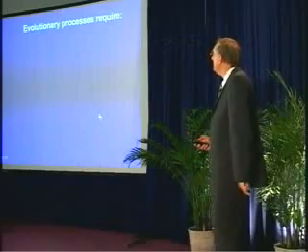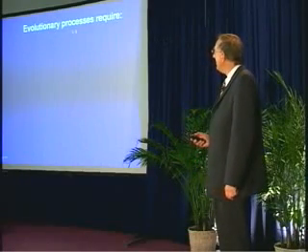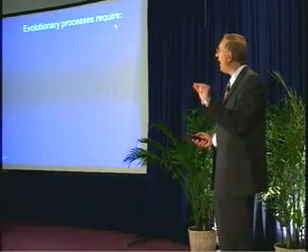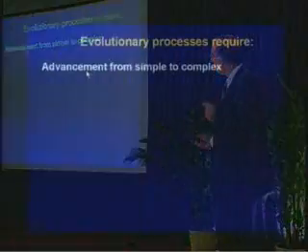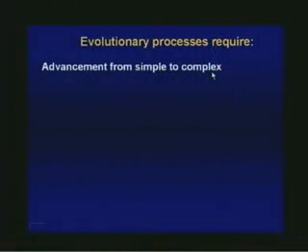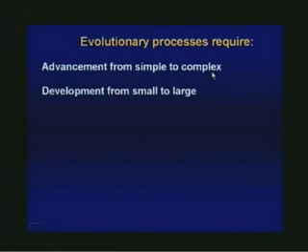Let's have a look at some of the criteria. Evolutionary processes require, number one, advancement from simple to complex. That would be logical, right? That's what evolution requires. Number two, evolution requires development from small to large. That's called the law of Carroll. Carroll was a scientist who said everything had to start from small and develop to large. There is no other way. That's logical. Think about it.